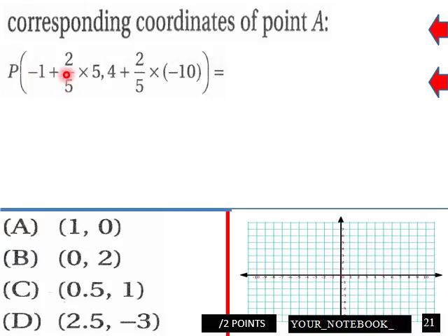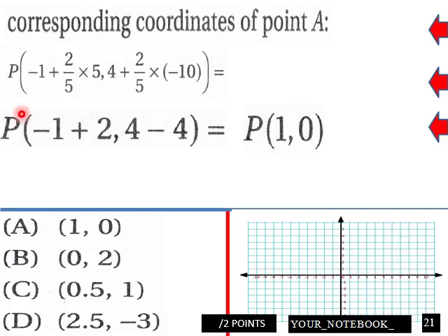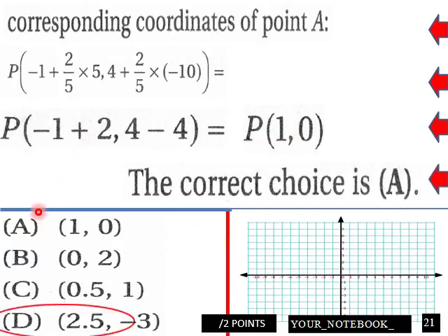Here is how we're going to multiply through after we do our division in the previous slide. Then point P would be -1 plus 2, and 4 minus 4. This would be the first point, equals (1, 0). The correct choice would be A.